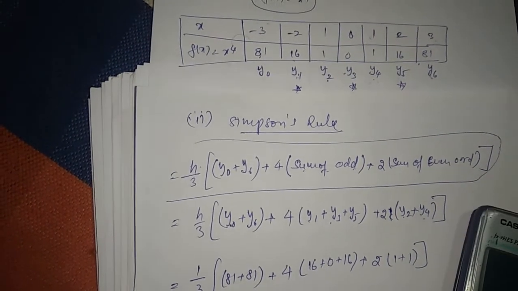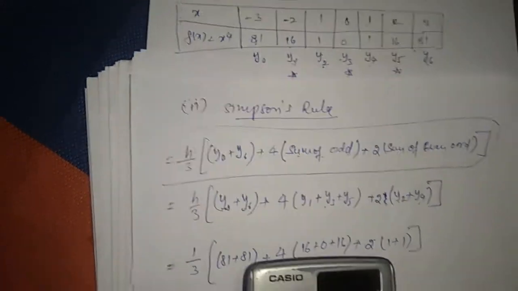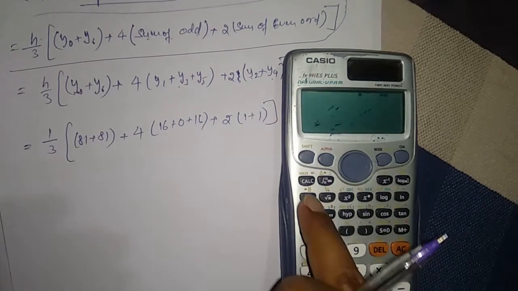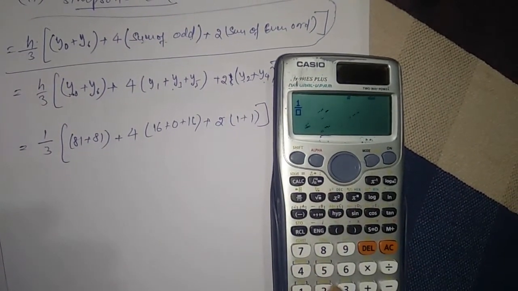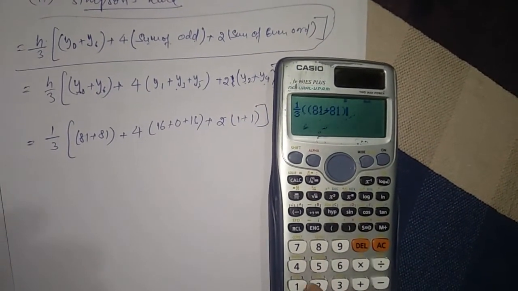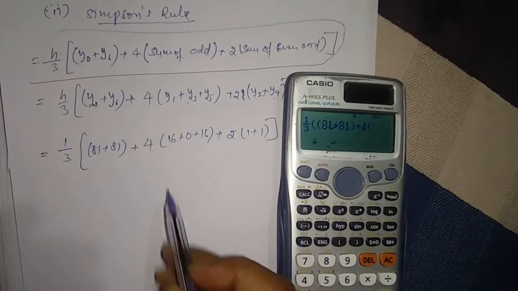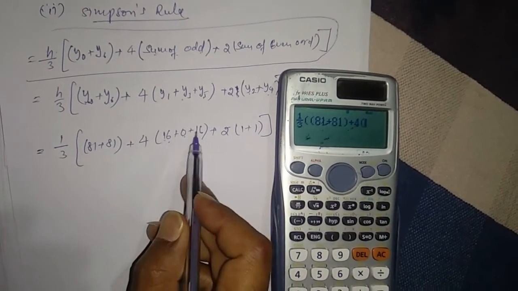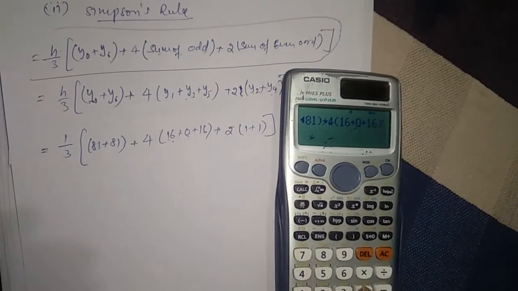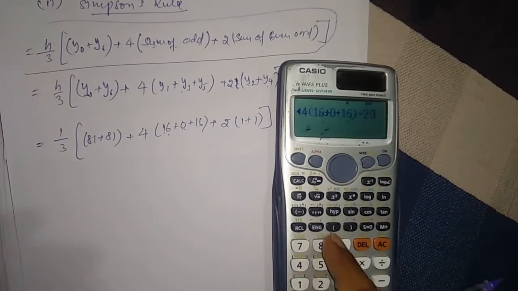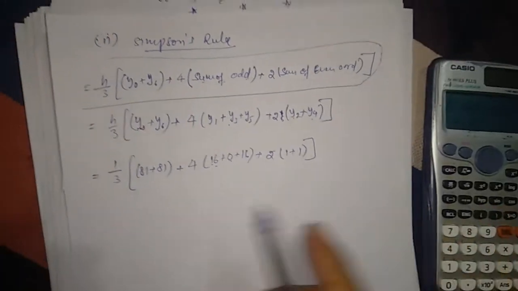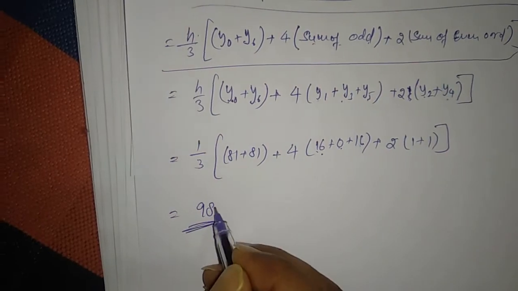Now here also again use the calculator: 1 by 3 whole into 81 plus 81 close the bracket, plus 4 into 16 plus 0 plus 16 close the bracket, plus 2 into 1 plus 1 close bracket, which is equal to 98. That is the solution.